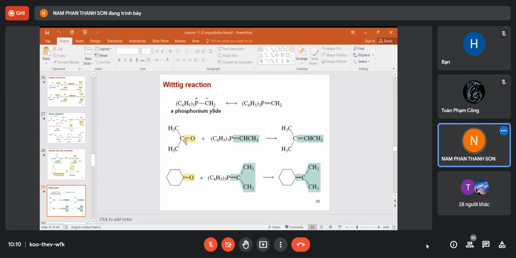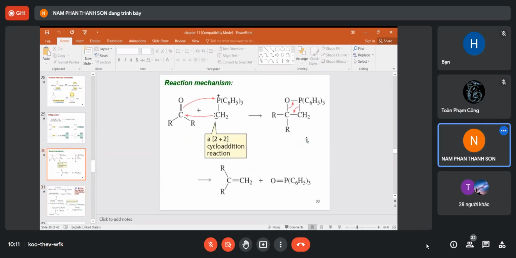So now look at C double bond O and the unit P double bond C. It's very easy. You just delete the O and delete the P and combine the rest. And then you have a new C double bond C. This is one of the best ways to make a complicated C double bond C from simple molecules.